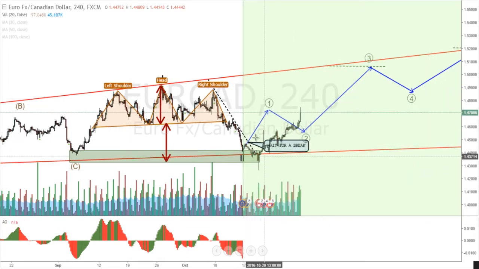So entering on the break of that, where it says wait for the break, entering on the break would be entering somewhere around there, and now you have this trend line and it's going up. My exit will be here on top of that line. So this has been a good trade so far.